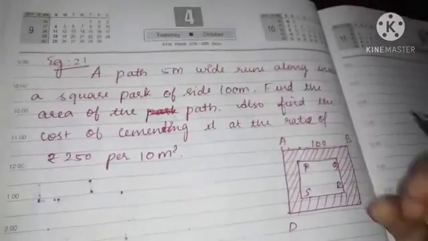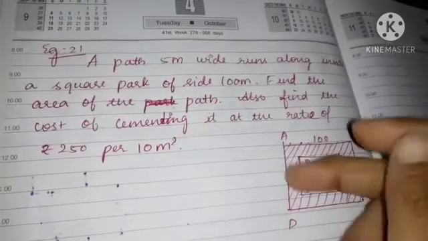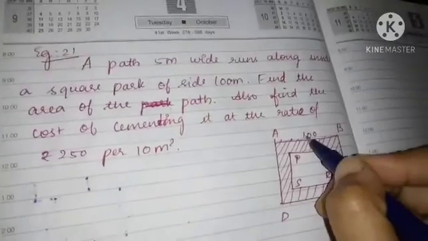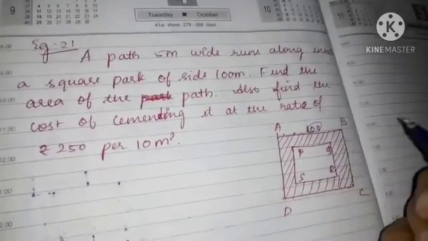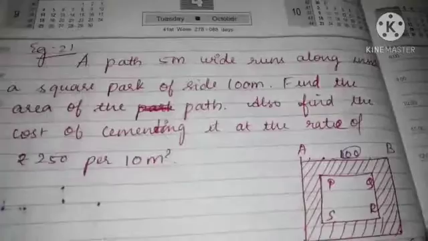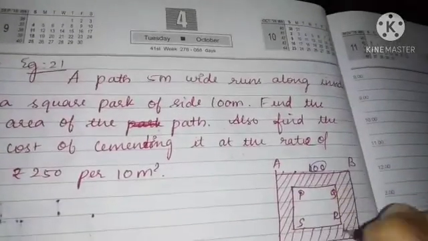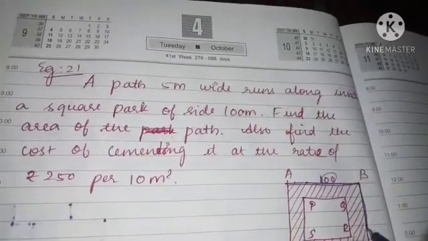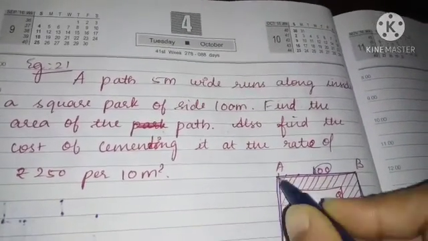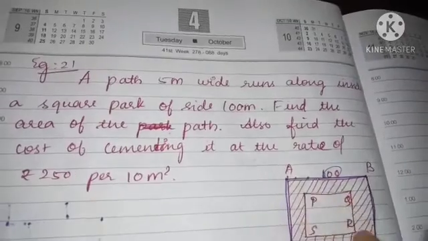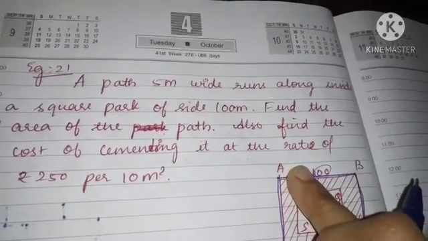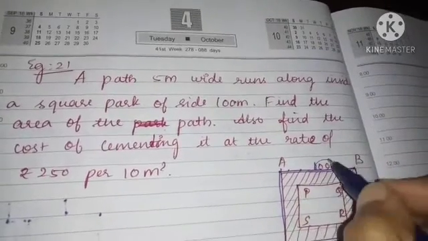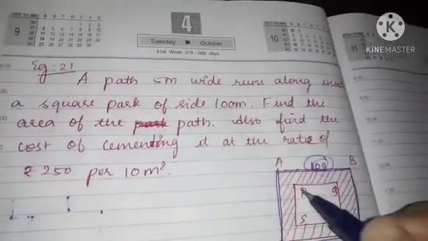A path 5 meter wide runs along the inside of a square park of side 100 meter. Actually, there is one path. The shaded region is the path which is inside the square park. This is one square, and inside the square park there is one path. The square side is 100 meter. Find the area of the path.